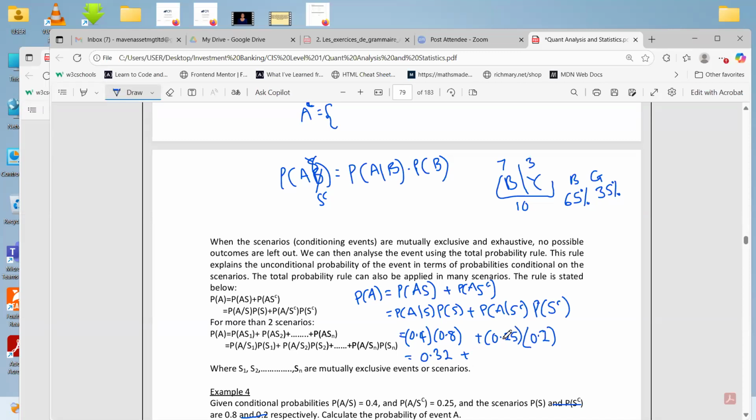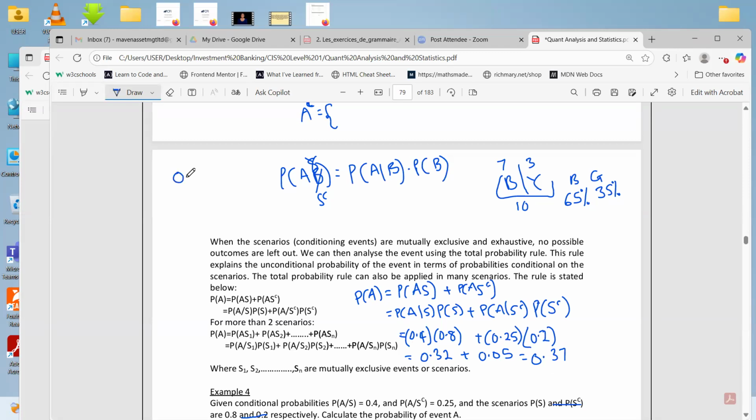You're very welcome. So over here, 0.25 times 0.2 gives us what? 0.05. Put it together. What do we get? 0.37. Good. Please be mindful of your order when you want to add.